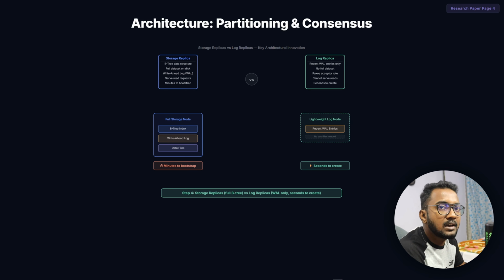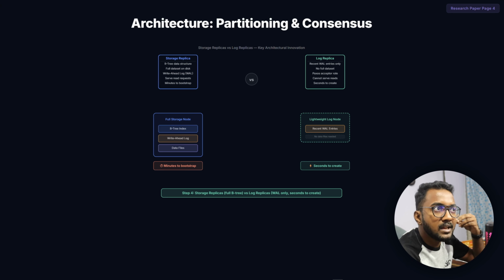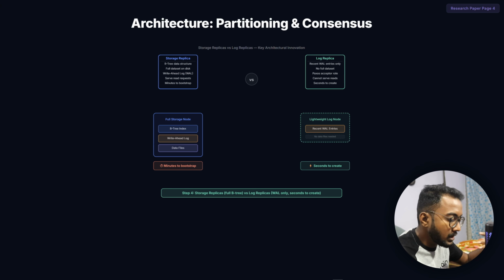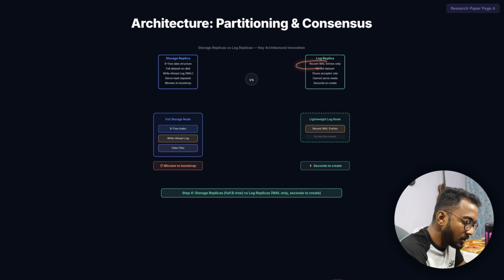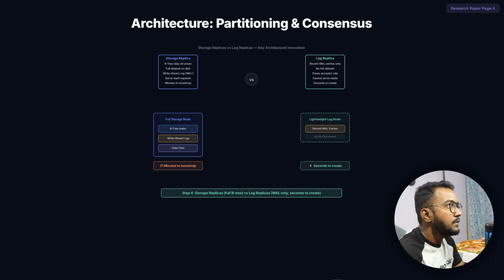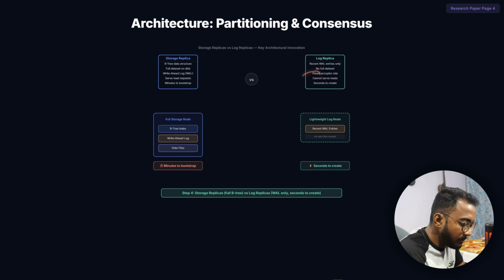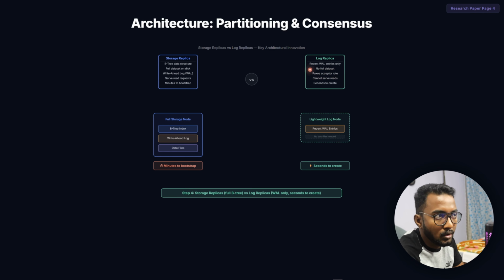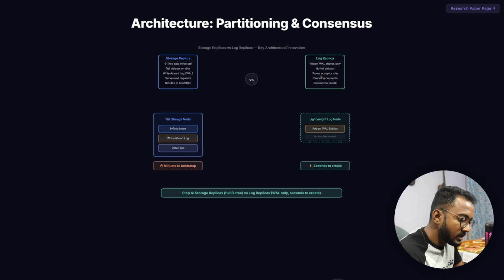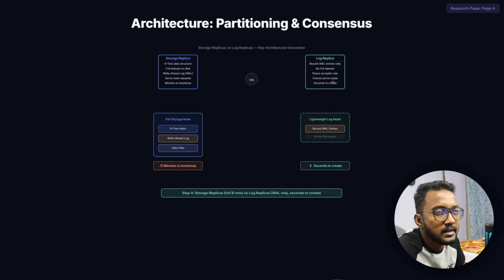In case something goes wrong, it will take minutes to bootstrap a new storage replica. But there is one more thing called a log replica, where we only include the recent write ahead log entries. There is no full data set, so basically there is no B tree at all, and it only acts in the Paxos acceptor role. It performs all the consensus that needs to be performed, but it cannot serve reads. And creating this is really easy because it gets created in seconds.